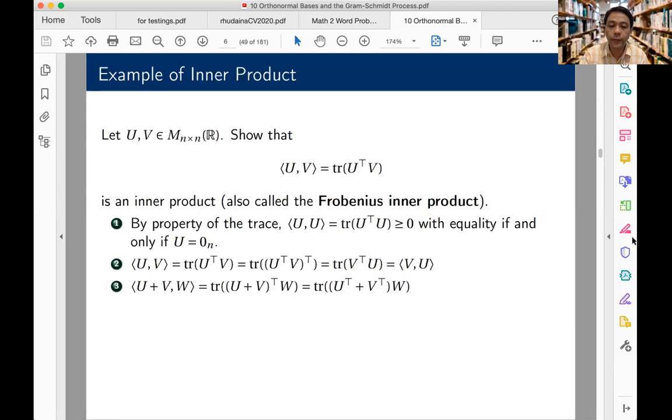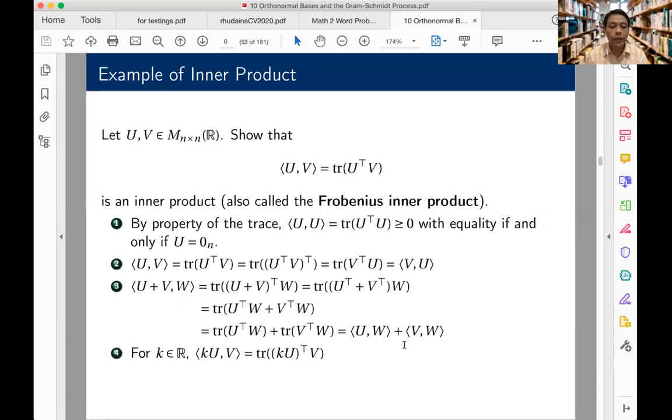So this is the same as U transpose W plus V transpose W. Now, the property of a trace is the trace of a sum equals the sum of traces. And this defines our product. The first term here is just the product UW, and this is the product VW, and we just add them, and this shows, by transitivity, the additivity axiom.